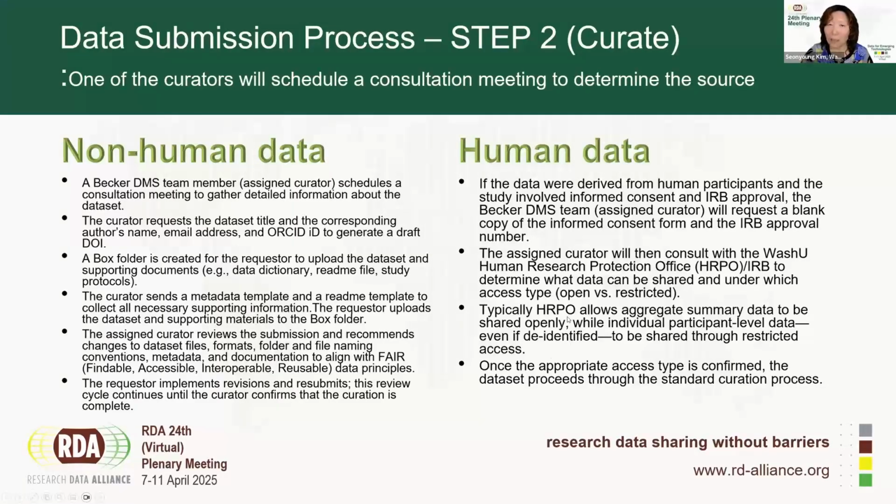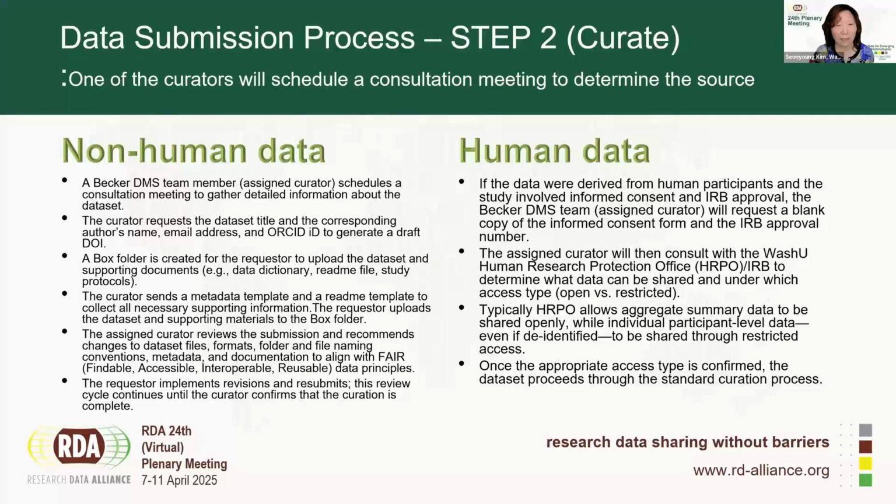If it's human data, we ask them, did it involve informed consent? And is there IRB approval? If the answer is yes, then we request a blank informed consent form and the IRB approval number. Then we consult with our Human Research Protection Office and IRB to determine which data can be shared and what data access type should be used. A lot of times they will say, if it's aggregate summary data, you can share openly. But if it's individual participant data, even if it's de-identified, we have to share it via restricted access.